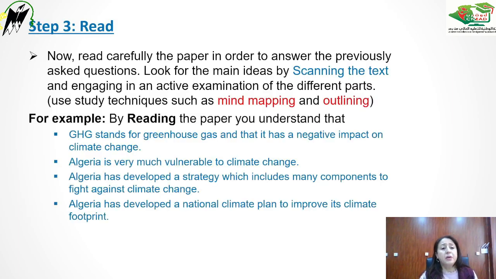Step 3. Read. Now read carefully the paper in order to answer the previously asked questions. Look for the main idea by studying the text and engaging in an active examination of the different parts. Use study techniques such as mind mapping and outlining. For example, by reading the paper, you understand that GHG stands for greenhouse gas and that it has a negative impact on climate change. Algeria is very much vulnerable to climate change. Algeria has developed a strategy which includes many components to fight against climate change. Algeria has developed a national climate plan to improve its climate footprint.